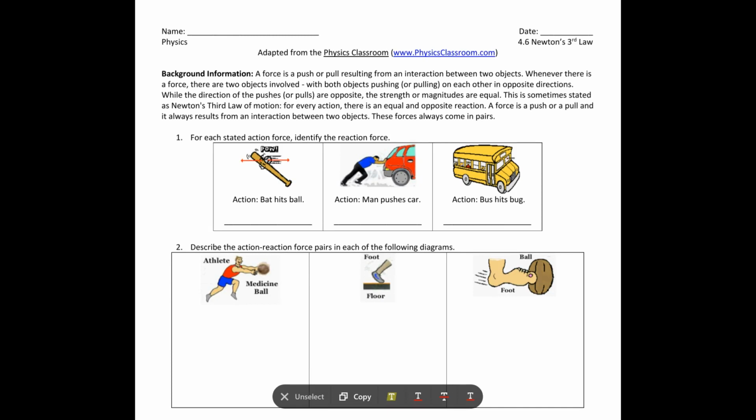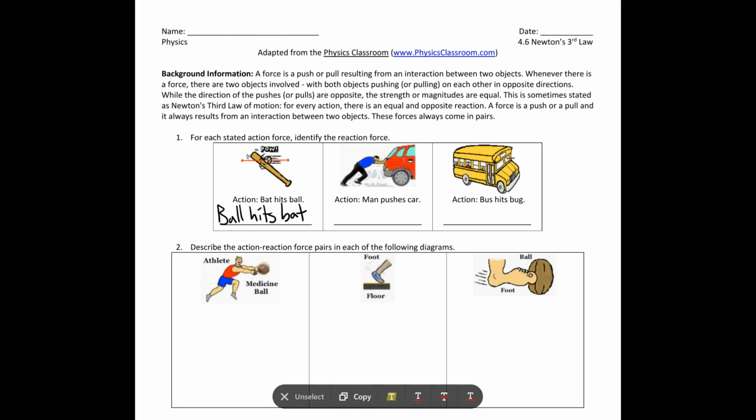So for number one, for each stated action force, identify the reaction force. The bat hits the ball, and it causes the ball to go forward. The ball hits the bat, and you feel the resistance. If you ever hit a ball before with a baseball bat, you could feel that shock in your hands. So, that's just that simple. The ball hits the bat.